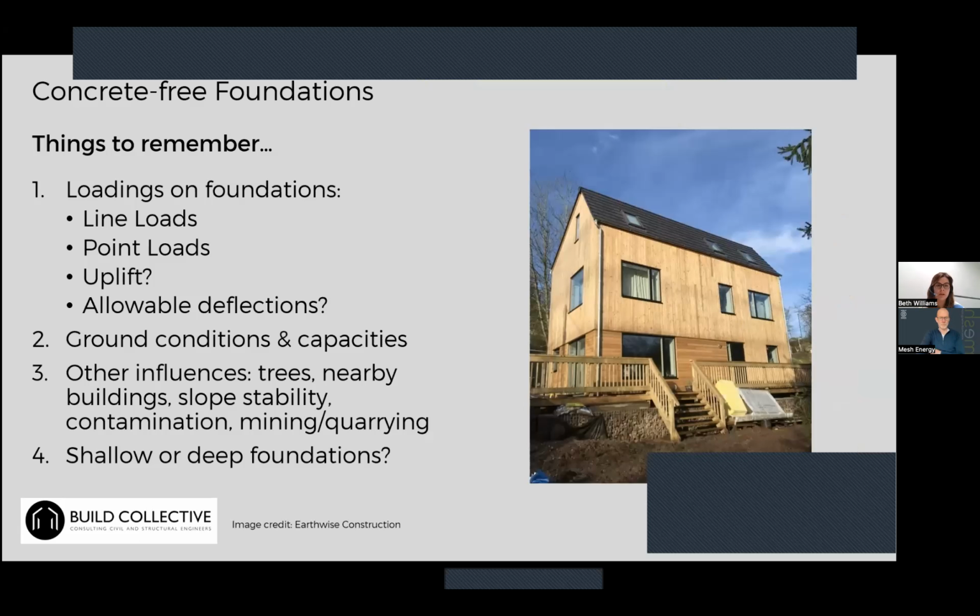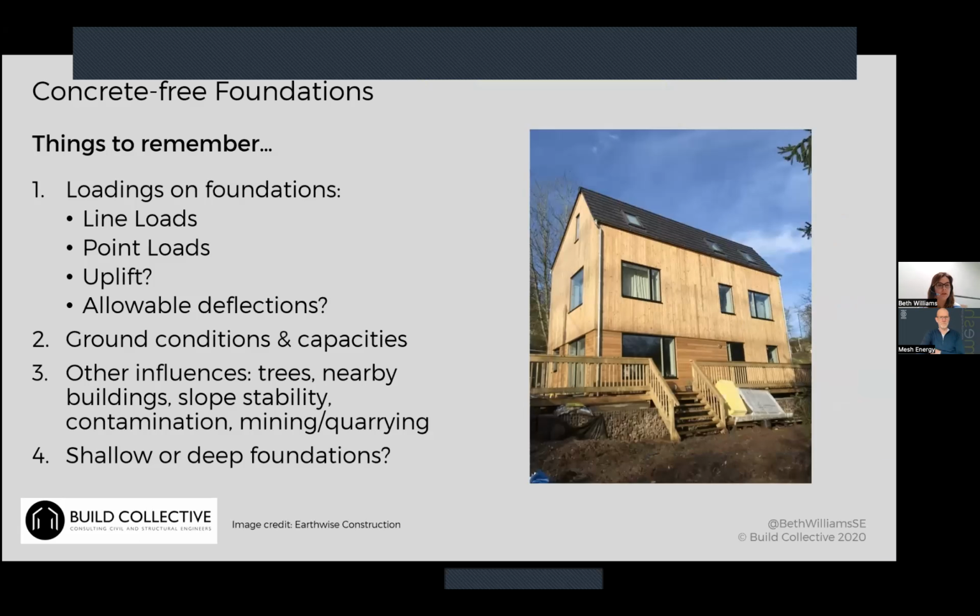So I think that's about it for now. Here's a little summary of the things you would want to know initially in order to choose your foundation type. You want to know the loading from your above-ground structure, and you want to know your ground conditions and what its capacities are. Then you can start to decide whether you're going to look at a shallow foundation or a deep foundation, and then you can start to narrow down your options there. But yes, hopefully we've got some decent time for questions now.